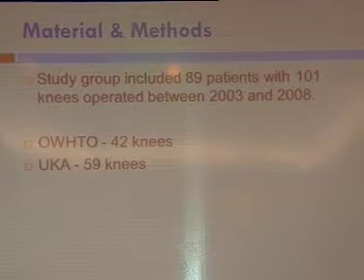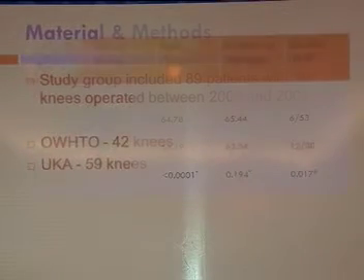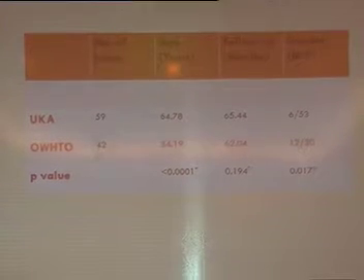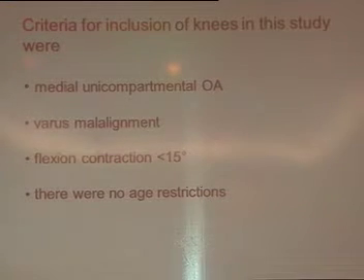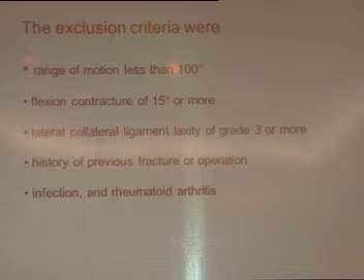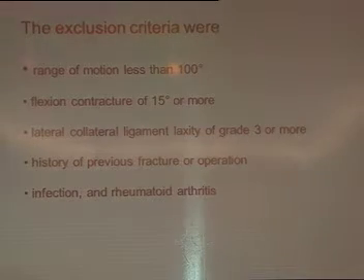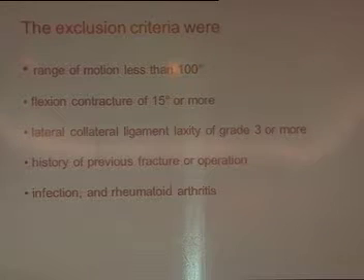The patients included were 42 knees with HTO and 59 with UKA. These are the demographic values. The criteria for inclusion are as follows, which are standard as described in normal textbooks, and the exclusion criteria particularly were range of motion less than 100 degrees, flexion contracture of 15 degrees or more, LCL laxity of grade 3 or more, previous fractures, operations, infection and rheumatoid arthritis.